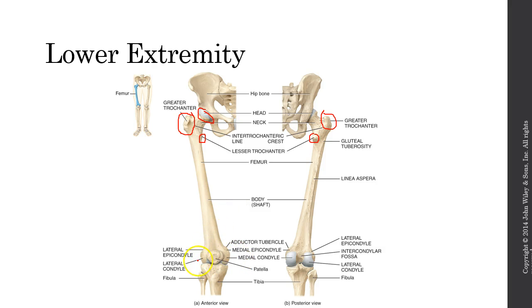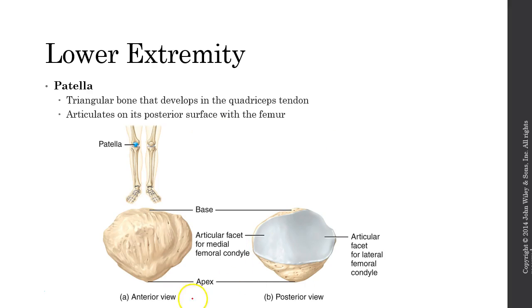At the distal end, we see a lateral and medial condyle. And above these, we have lateral and medial epicondyles. And then on the anterior surface of this joint with the tibia and the femur, we see the patella, or the kneecap, if you will. So this patella is just a sesamoid-shaped bone, and we are actually forming it in the quadriceps tendon.